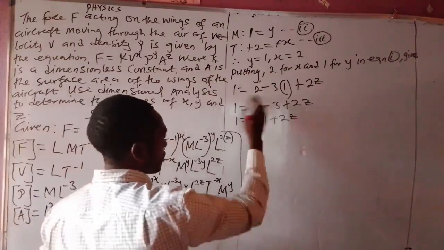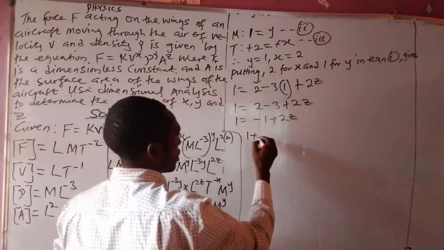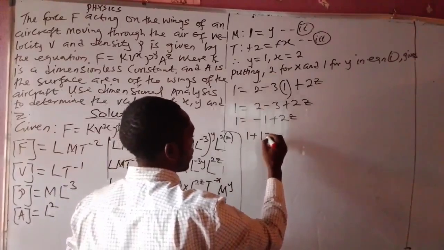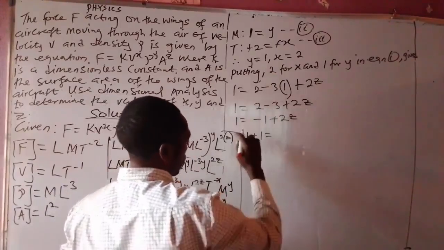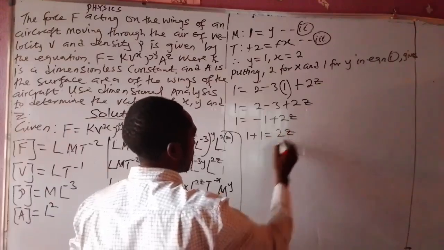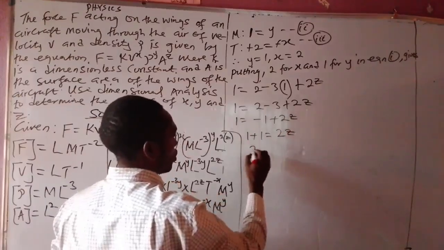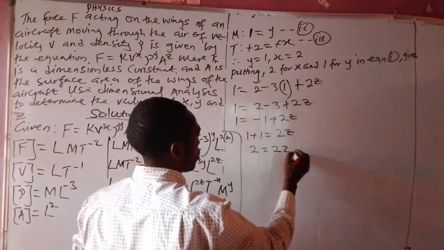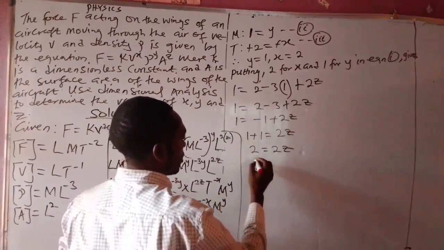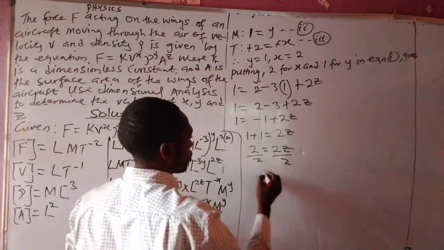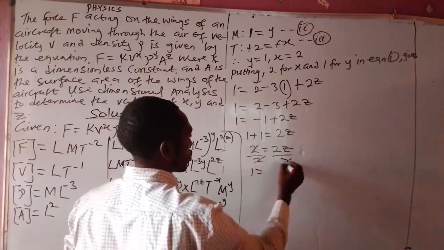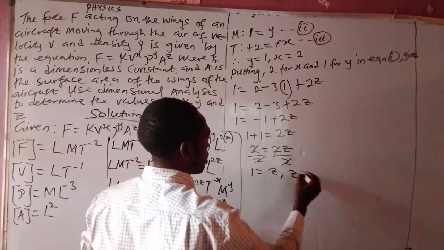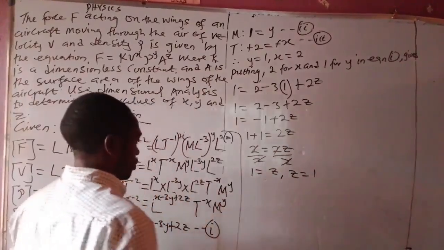If we collect like terms, we have 1 plus 1 equals 2z. So 1 plus 1 is 2, which is equal to 2z. If you divide both sides by 2, we have 1 equals z. So you can have z equals to 1. So this is what we have.